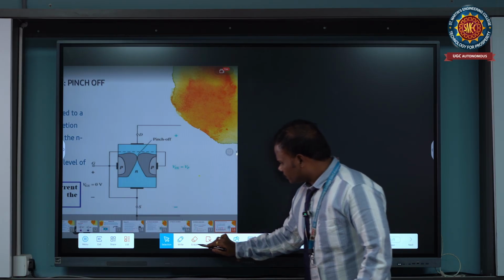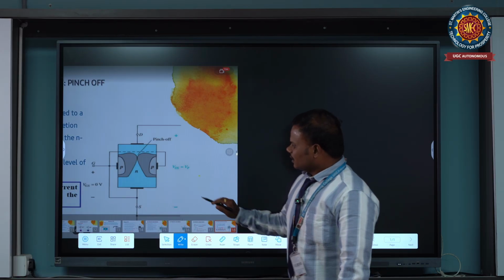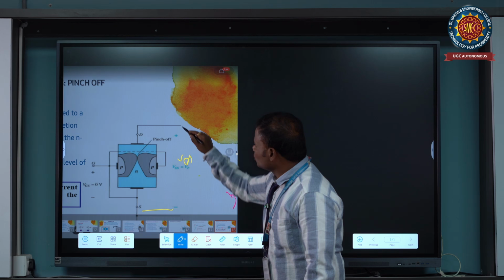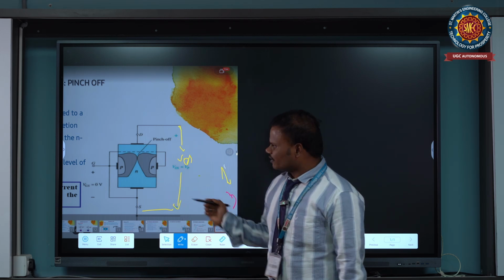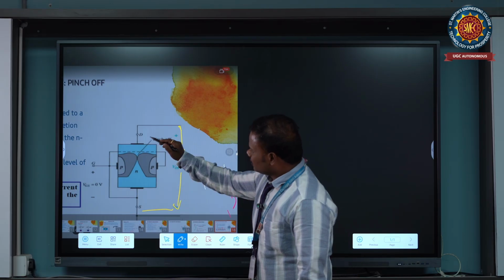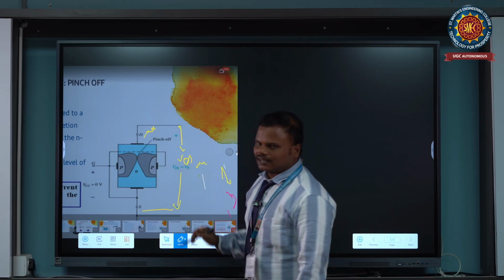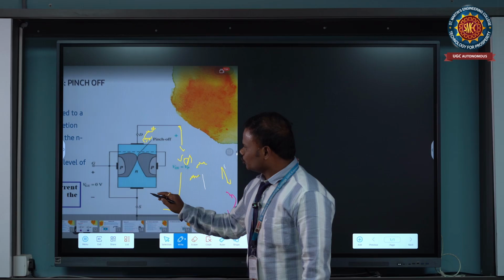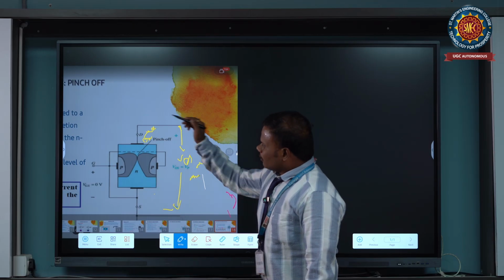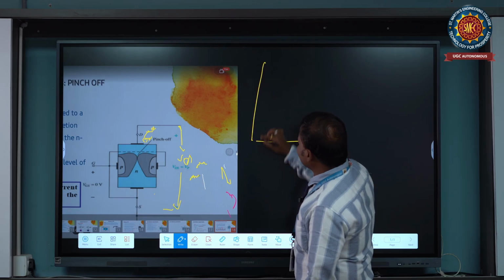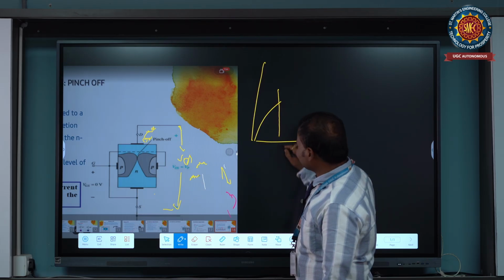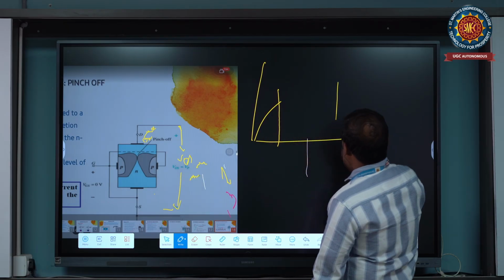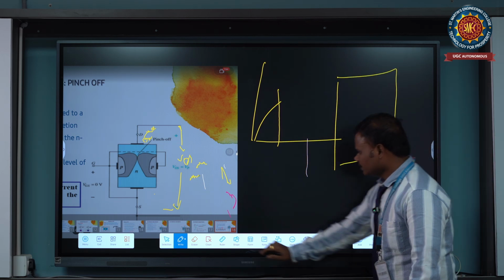Now I will give you some clarity. When we are applying the VDS voltage between source and drain, suppose I am applying a positive voltage to the drain terminal and a negative voltage to the source terminal. Whenever I increase the voltage, after a particular voltage it maintains a constant value.